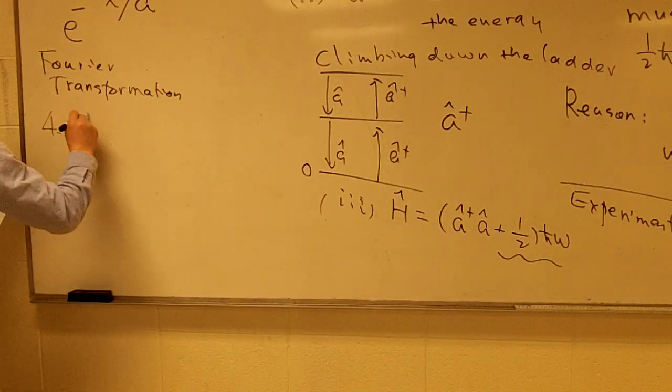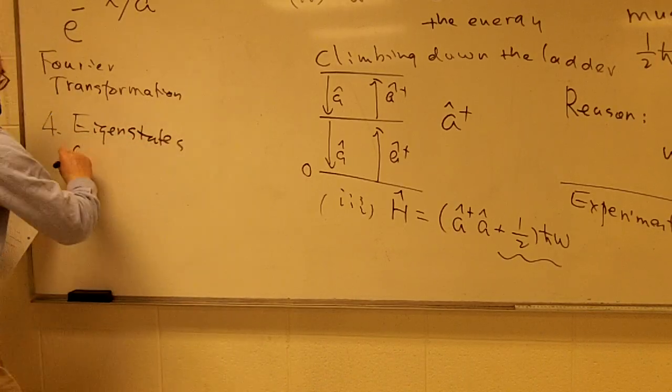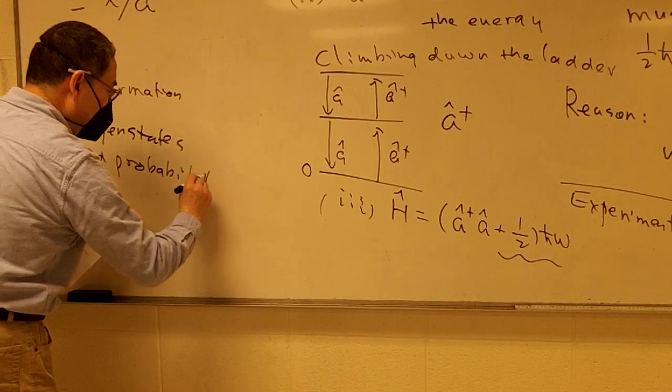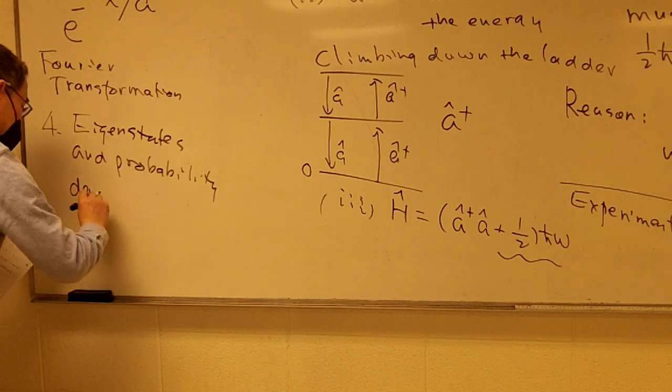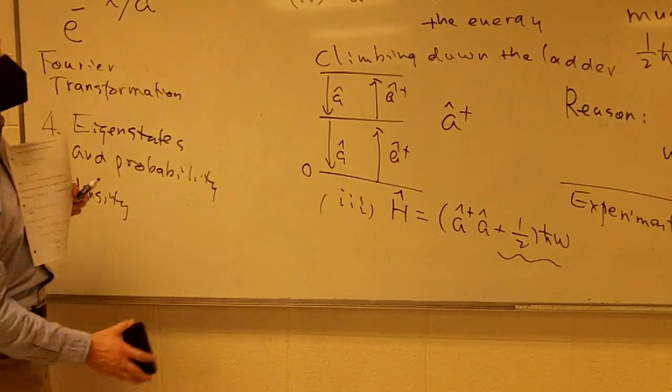So this is called eigenstates and probability density. So probability density is what we're going to talk about today. Last time we just showed you how to get the ground state, but we did not show you how to systematically get all the rest of these eigenstates, and we also did not discuss the probability density. So these two features will be illustrated here today.